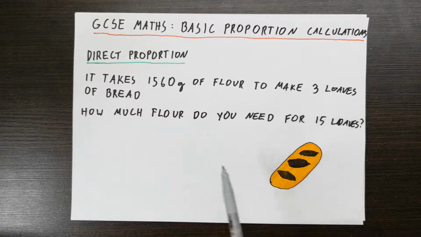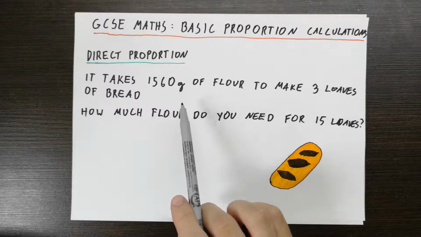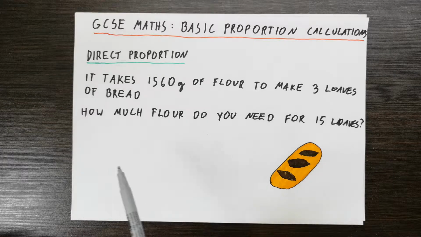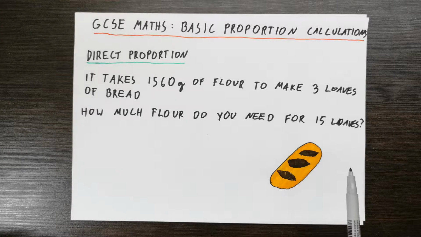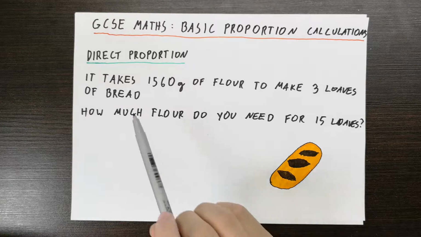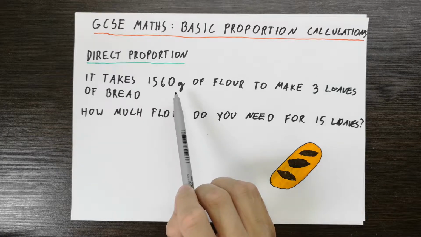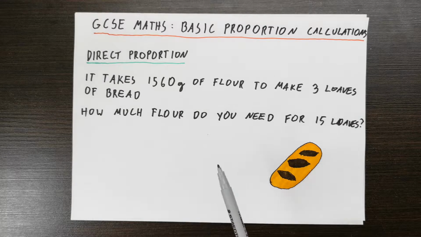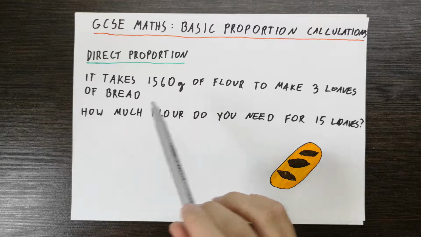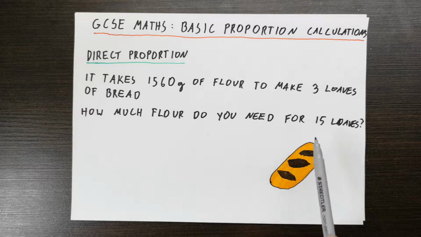So, we have a question here. It takes 1,560 grams of flour to make 3 loaves of bread. How much flour do you need for 15 loaves? Okay, so what do we do in such a case? So we know that to make 3 loaves, you need this much. Well, there is a shortcut here, I will cover that later, but let's do it the proper step-by-step way that will allow you to do every question of this type.